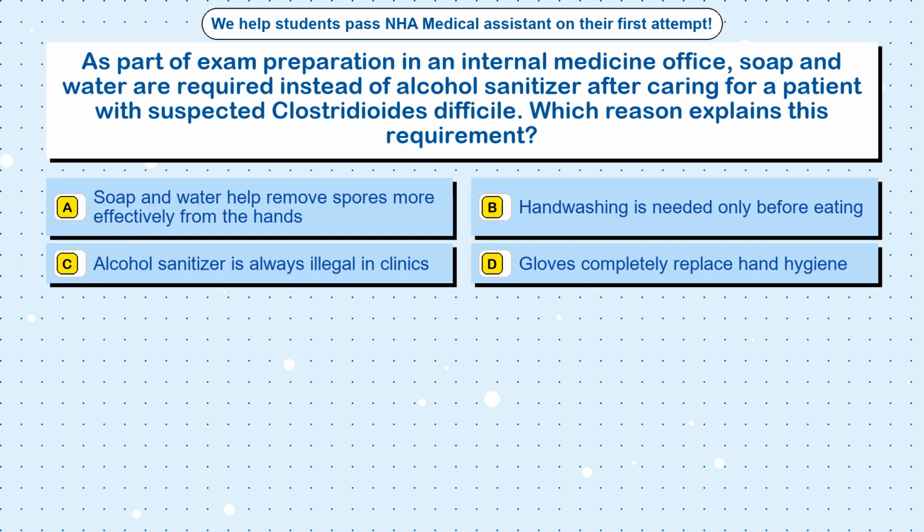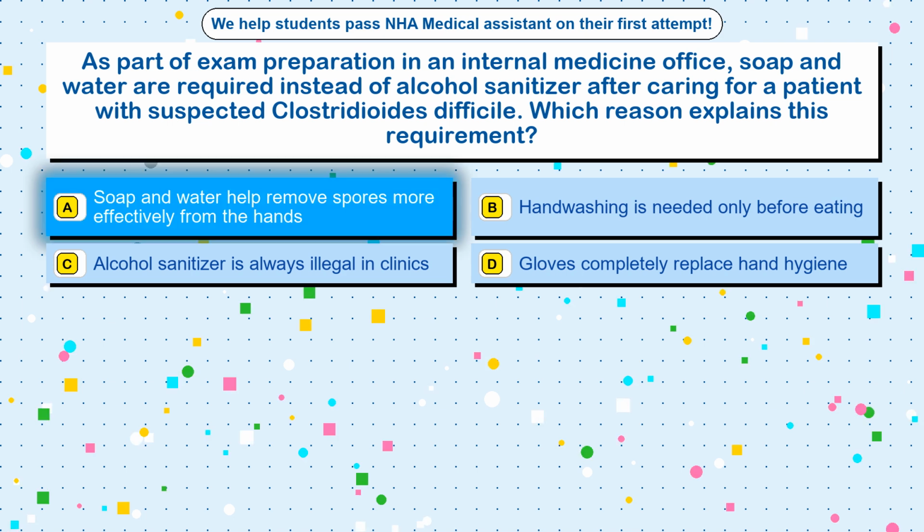Question 17. As part of exam preparation in an internal medicine office, soap and water are required instead of alcohol sanitizer after caring for a patient with suspected Clostridioides difficile. Which reason explains this requirement? Option A. Soap and water help remove spores more effectively from the hands. Option B. Hand washing is needed only before eating. Option C. Alcohol sanitizer is always illegal in clinics. Option D. Gloves completely replace hand hygiene. The correct answer is option A.